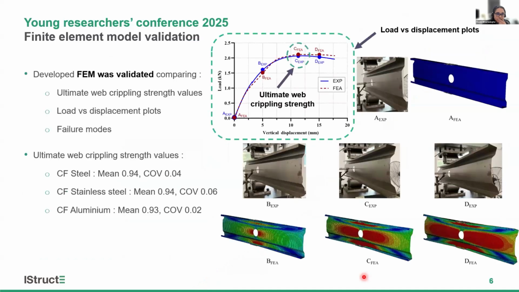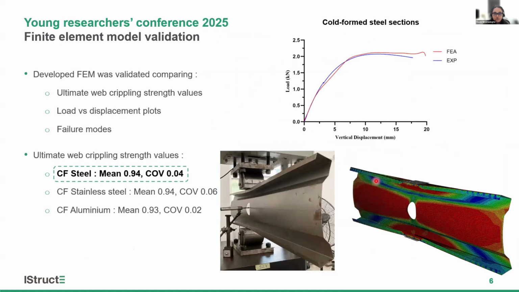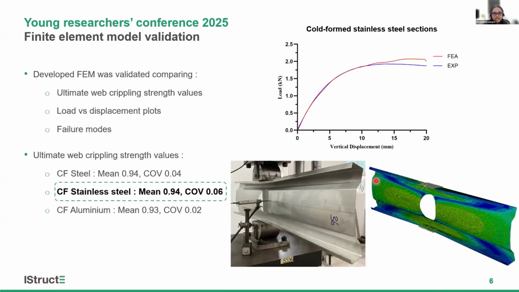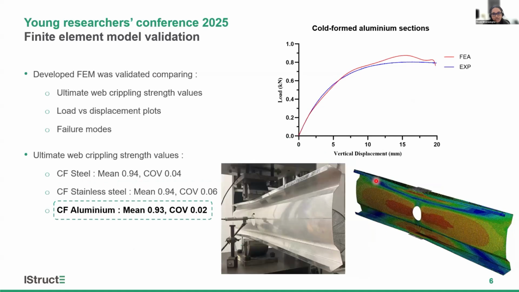Moving on to the model validation. So after developing the model, we validated it with our own experimental data. So this was conducted under 3 steps. We compared the ultimate web crippling strength values, the load displacement plots, and also the failure modes. Here you can see the model validation for cold form steel, the model validation for cold form stainless steel, and the model validation for cold form aluminum.